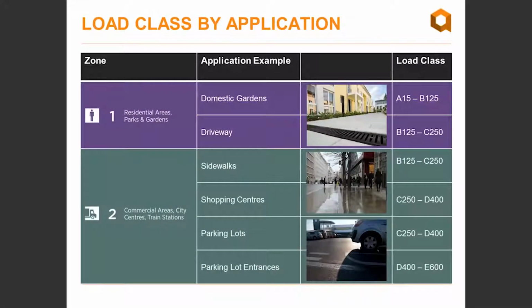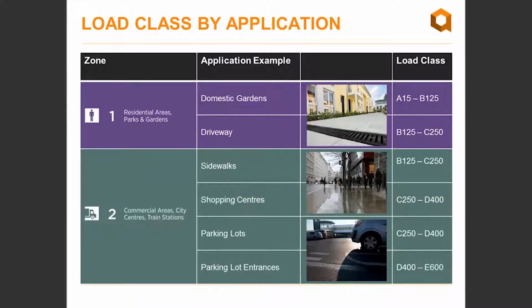If there is heavy pedestrian use or if there is any maintenance vehicle, then it's going to be definitely C250. Shopping centers are similar to sidewalks, but usually pedestrian use is higher, and also you might have some delivery trucks and maintenance trucks. So in that case, it can also go to D400. Another good example is parking lots. So parking lots are minimum C250, but can also be D400. It depends on the traffic pattern again. Can also be higher than that in some areas like a supermarket where you have a lot of traffic.